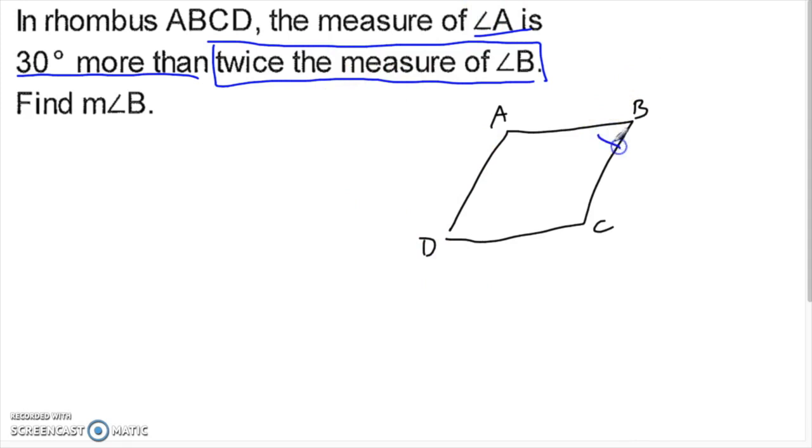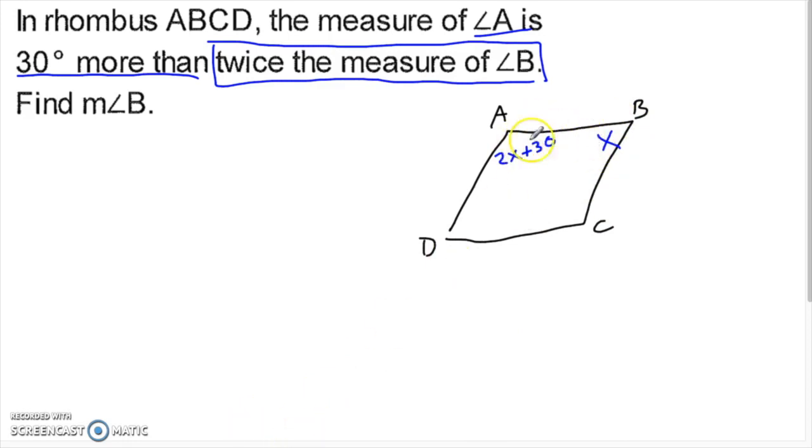That means that I'm going to make B x. And then how do I represent A? If it's 30 more than twice the measure of B, well, twice the measure of B would be 2x. 30 more than that would be plus 30. So there's my two angles, 2x plus 30 and x. I'm supposed to figure out what angle B is, which is to say what angle x is.